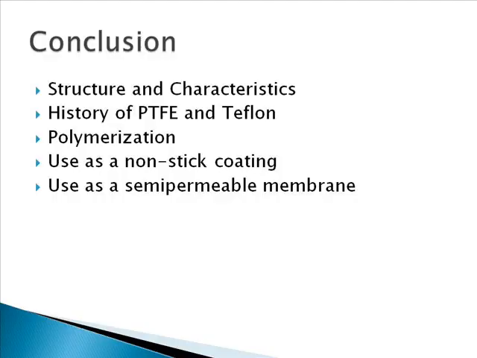In conclusion, I've discussed PTFE's chemical structure and characteristics, Roy Plunkett's accidental discovery of the polymer called Teflon, free radical polymerization as well as emulsion free radical polymerization. I've discussed PTFE's various applications from nonstick pans to high-performance rain jackets. I've also discussed how chemical engineers can move forward with respect to PTFE membranes to create a source of sustainable drinking water.